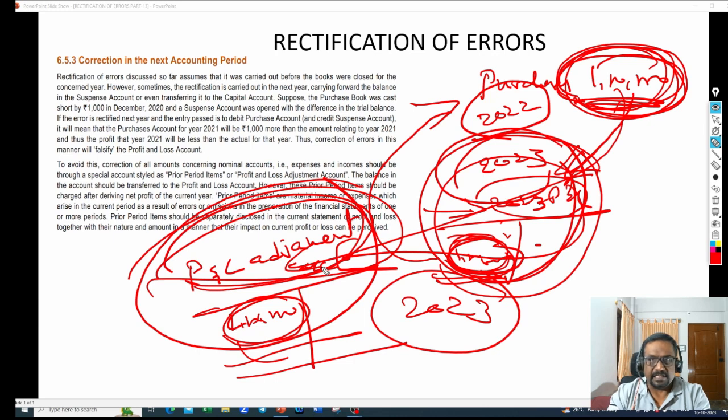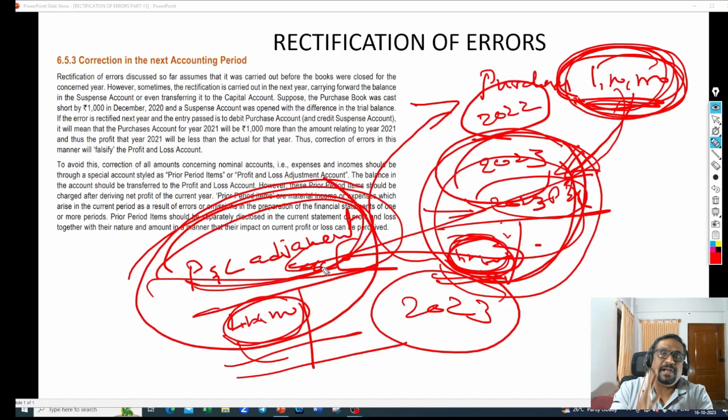This is one reason. The other reason is, whenever you have profit and loss prior period items being carried forward to the current year, what will happen? You need to see the material impact of those expenses and incomes. What do you mean by material impact? Whether they are small mistakes with a smaller impact on P&L, or it has a bigger impact on the P&L account. That is what you need to see.